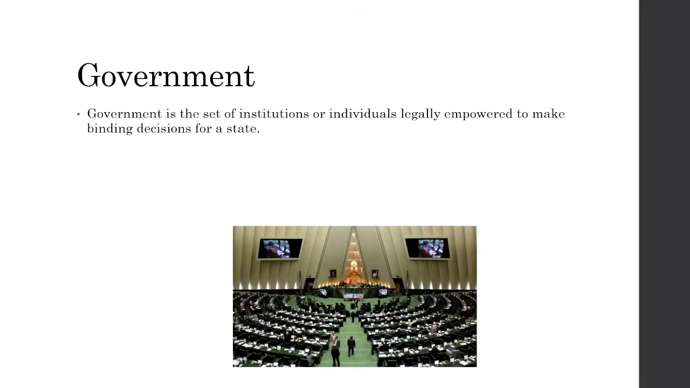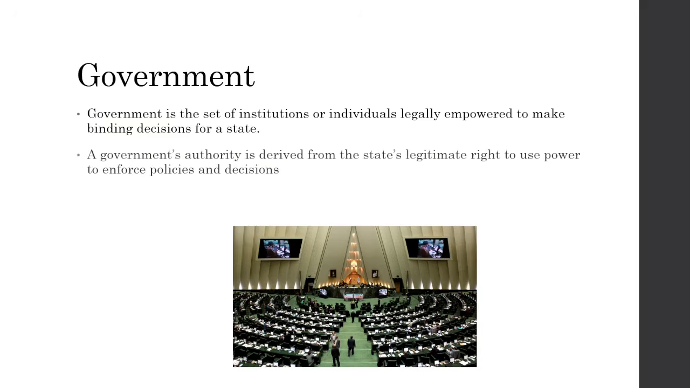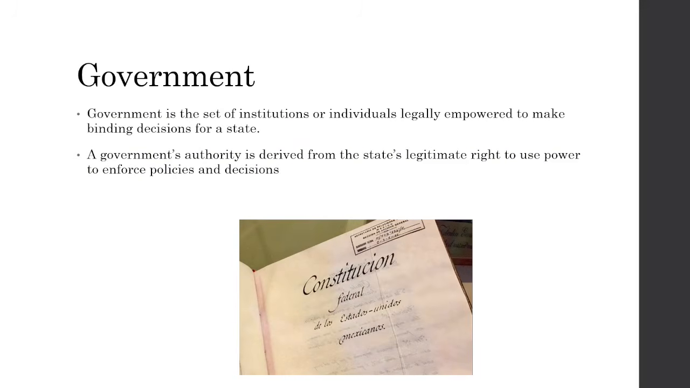Now, there's also governments, which are different from political systems, states, and regimes. A government is the set of institutions, the actual systems themselves, or individuals legally empowered to make binding decisions for a state. So this is the legislative institution of Iran, which is the Majles, M-A-J-L-E-S. So that's part of the government. And the government's authority is derived from the state's legitimate right to use power to enforce policies and decisions.